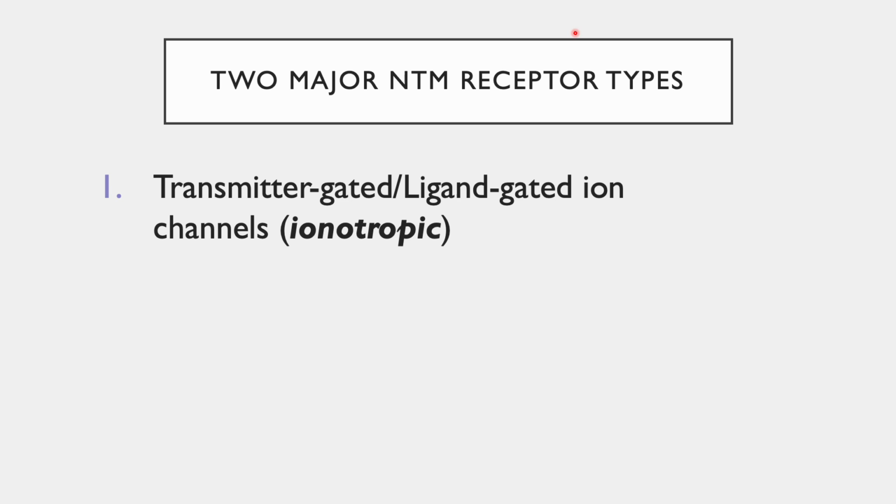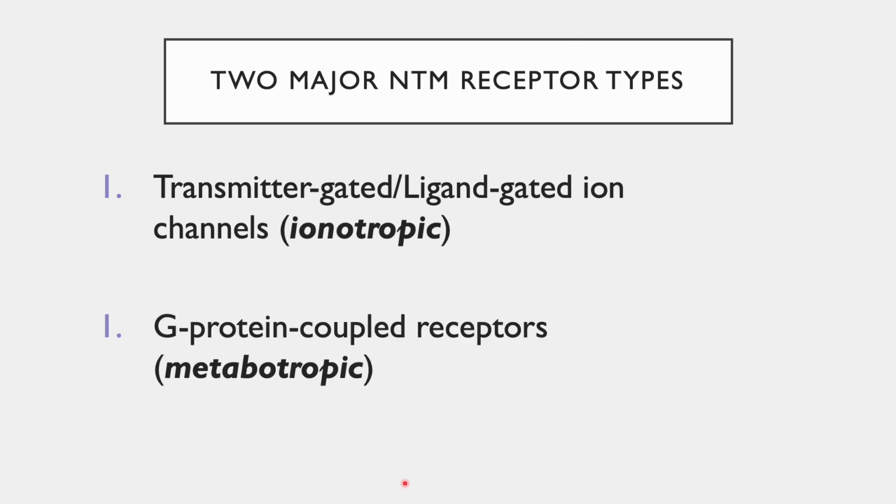There's also another type of receptor known as a G protein coupled receptor. This is a metabotropic receptor. So what does this mean exactly? First, I want to clarify that G proteins are also known as guanine nucleotide binding proteins. That's a mouthful, so we're going to call them G protein coupled receptors.